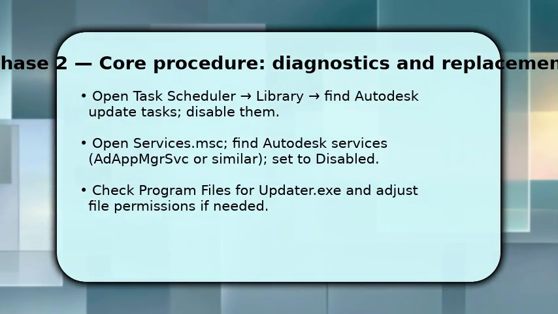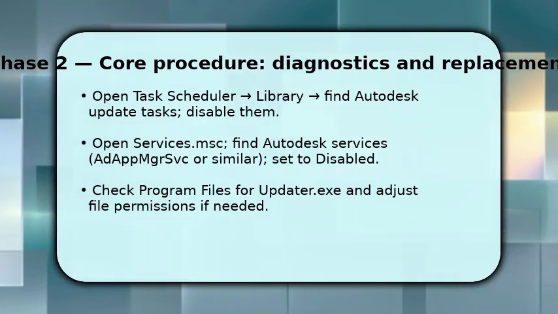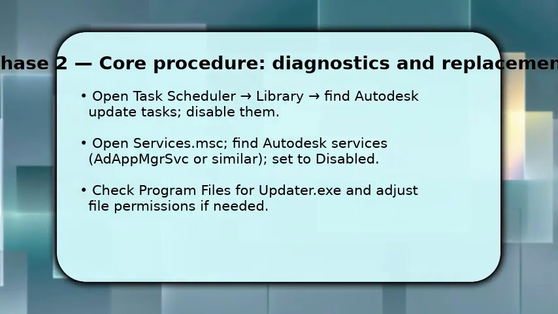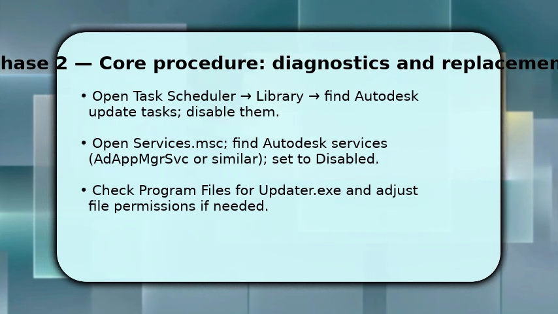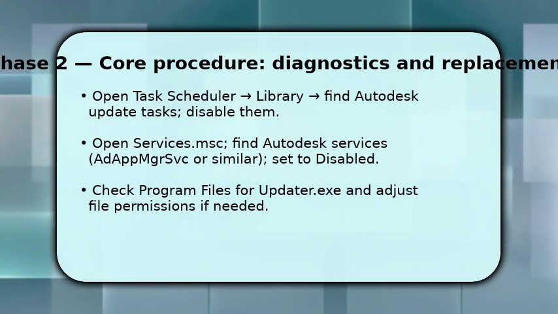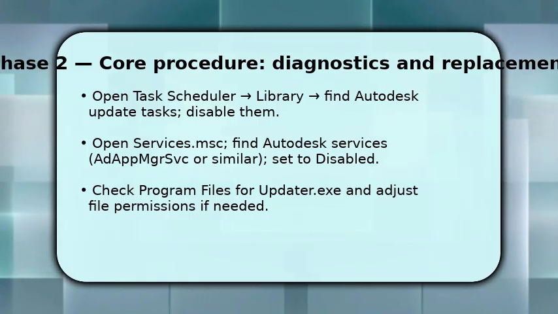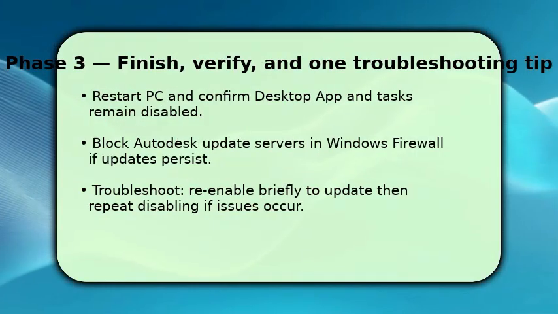If an updater executable keeps relaunching, adjust its file permissions or rename it. Make sure you understand you're preventing an executable from running, which is why admin rights are required. Finish by rebooting to confirm settings persist. Make sure Autodesk Desktop app does not start and scheduled tasks remain disabled.